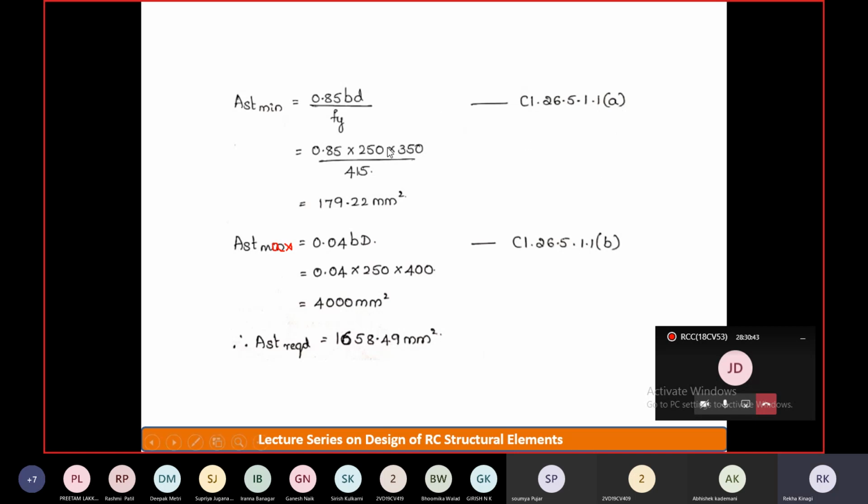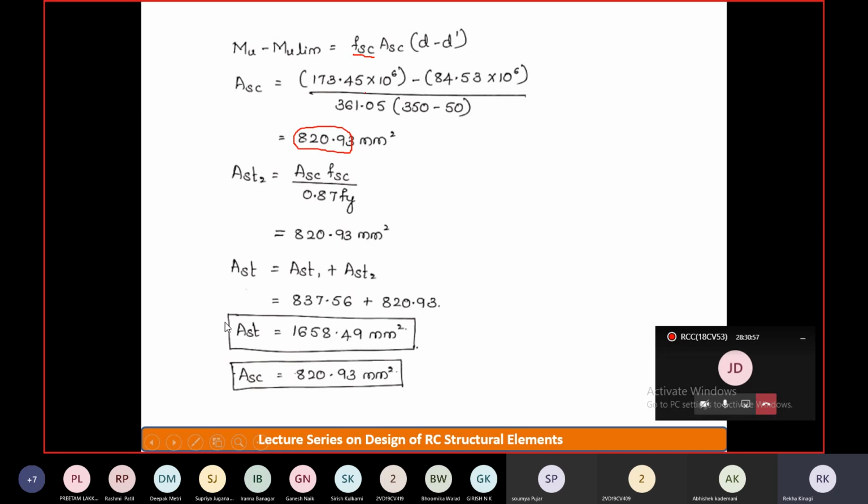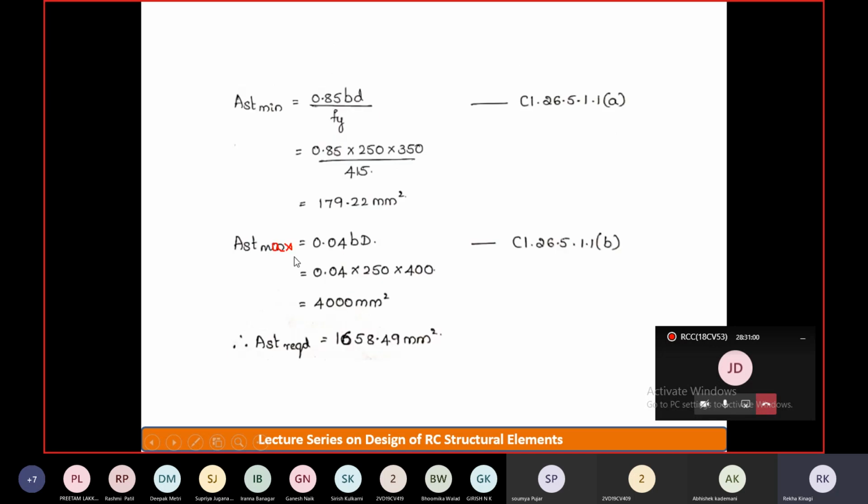Now by the substitution we get the value of AST minimum as 179.22 mm square and AST maximum equal to 4000 mm square. And when we compare the value of AST calculated with these two values, we get AST minimum is less than the AST calculated and AST maximum is more than AST calculated. So hence AST required is the same as that of AST calculated.